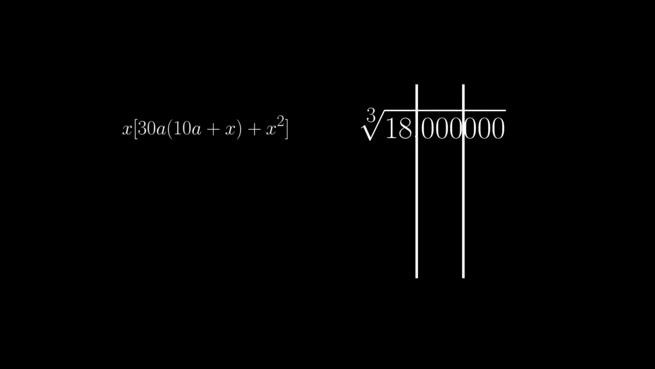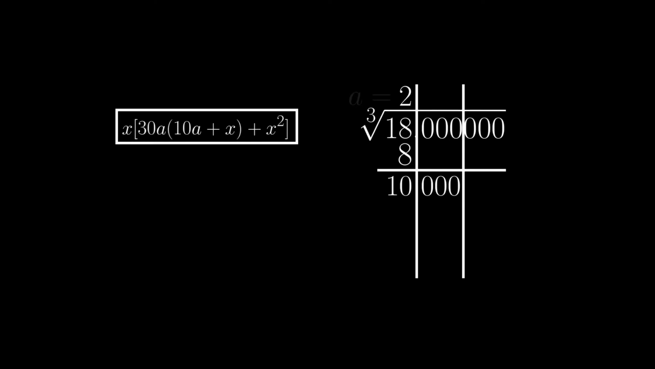Since 18 is between 2 cubed and 3 cubed, we write down 2 in the first digit. Write out the quotient cubed and subtract like you do in division. Now we need to use the algorithm we derived here. Substitute a equals 2, and we want to find out x so that this expression is just under 10,000. It seems a little bit difficult here, but here is a computational trick.